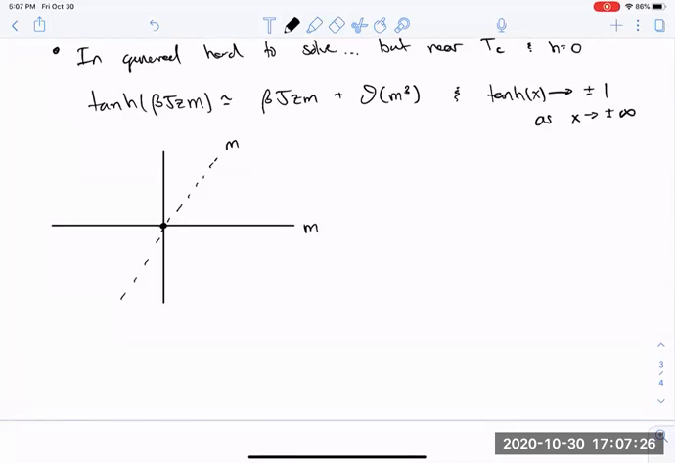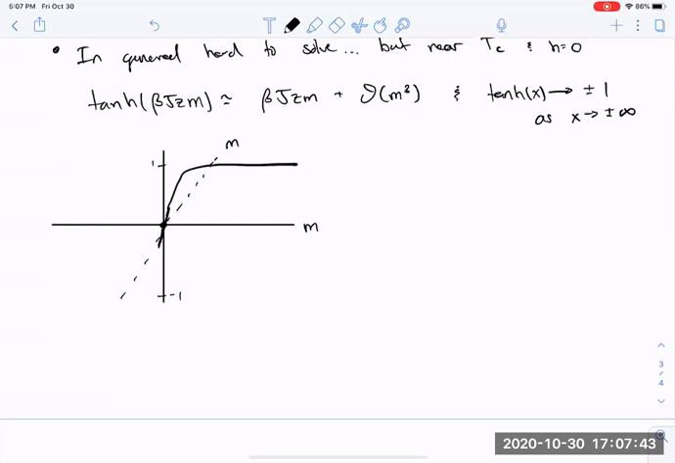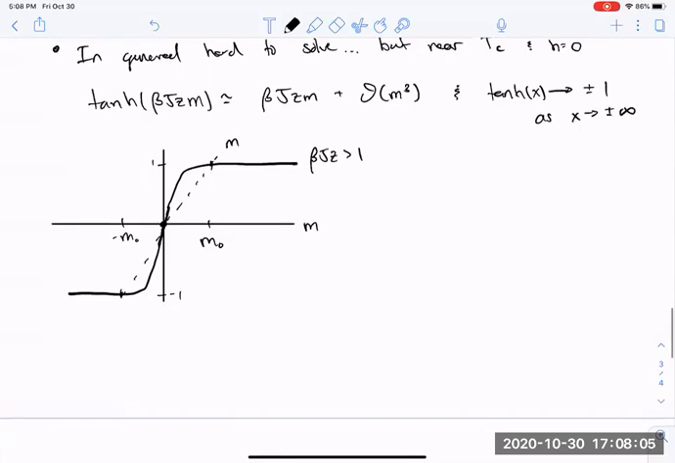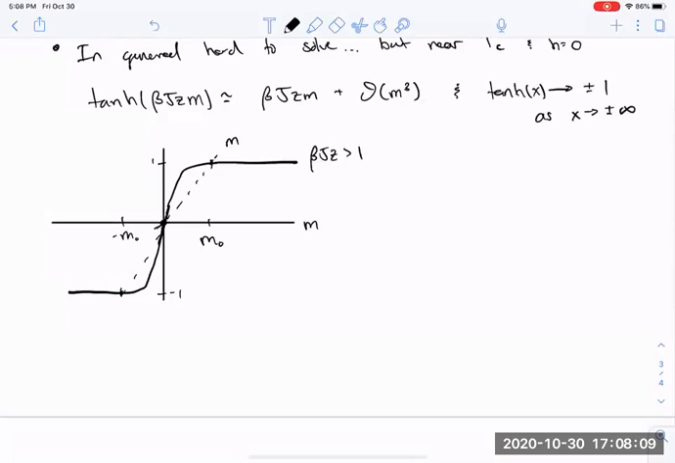For beta J z greater than 1, the initial slope will be greater than the line m is equal to m. That it has to plateau means that there is an intersection at some point. Let's denote that point of intersection for beta J z greater than 1 as plus or minus m naught. On the other hand, if beta J z is less than 1, that slope will be less than the line m is equal to m. It will still plateau at plus or minus 1, but now there's only a single root at 0.